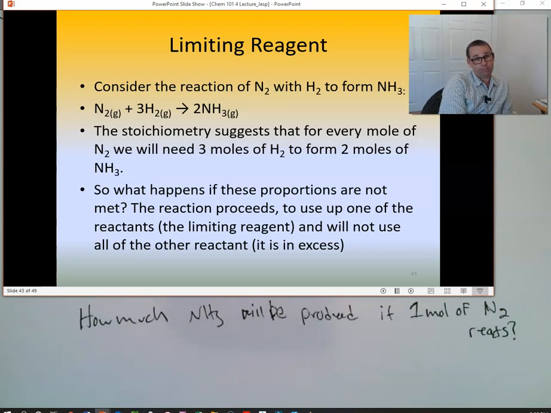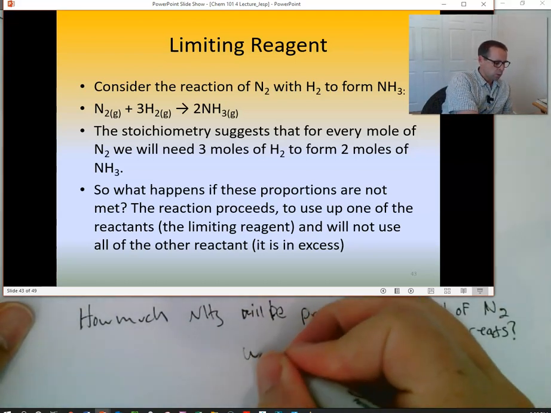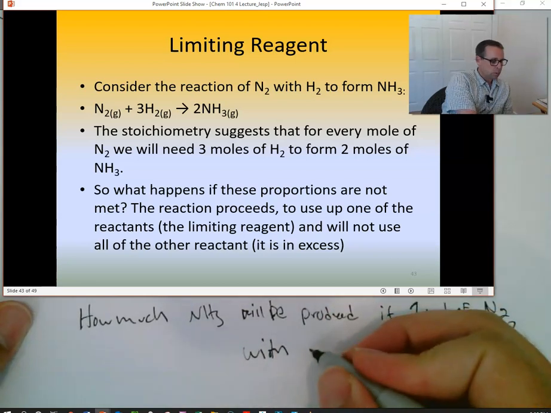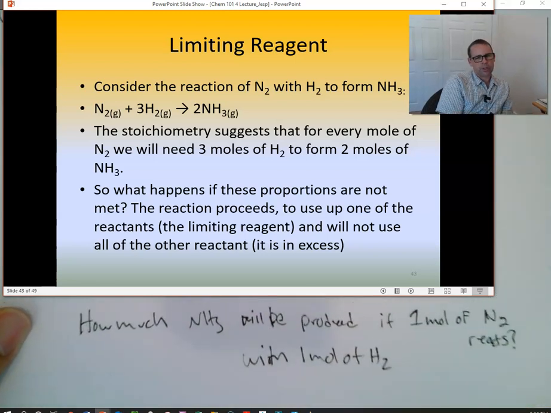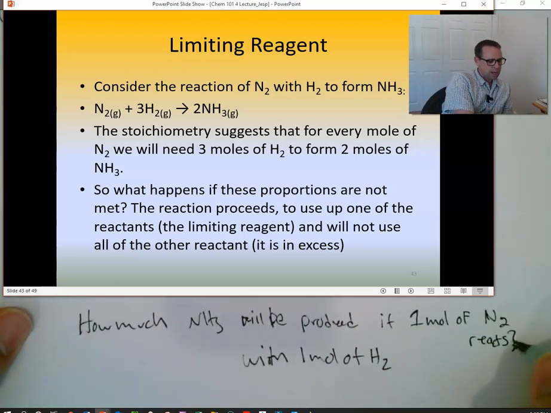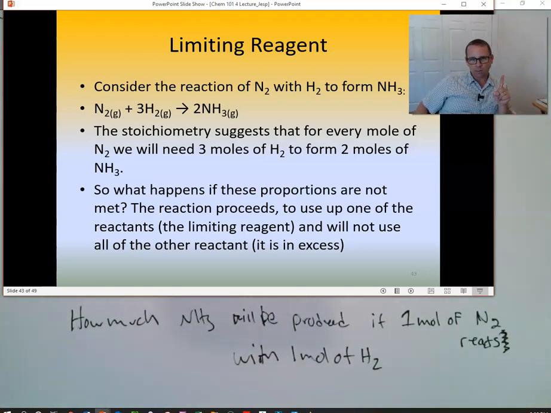But if I say, how much ammonia will be produced if 1 mole of nitrogen reacts with 1 mole of hydrogen? All right. So now I have information not just about one of the reactants, but I have information about the second reactant as well. How much ammonia will be produced if 1 mole of nitrogen reacts with 1 mole of hydrogen? Okay.